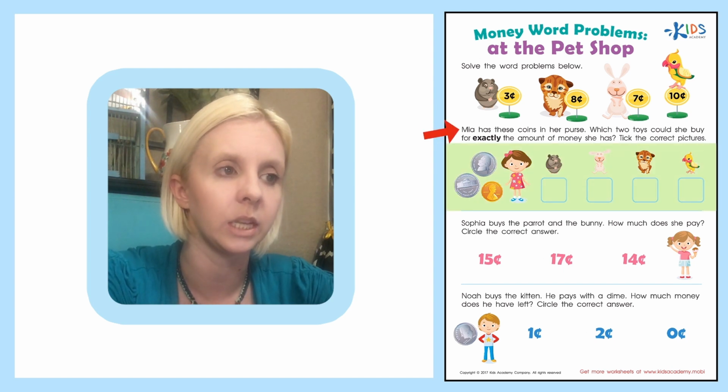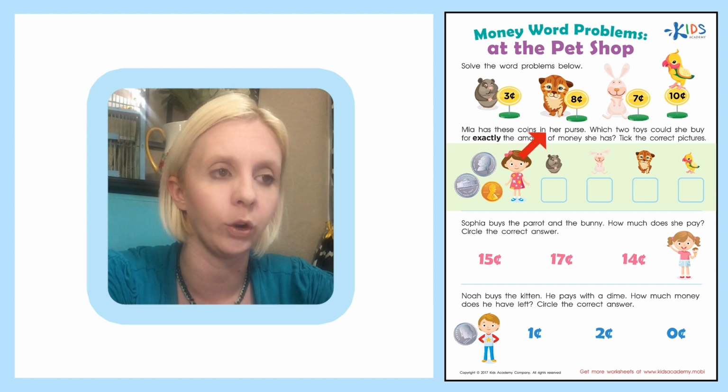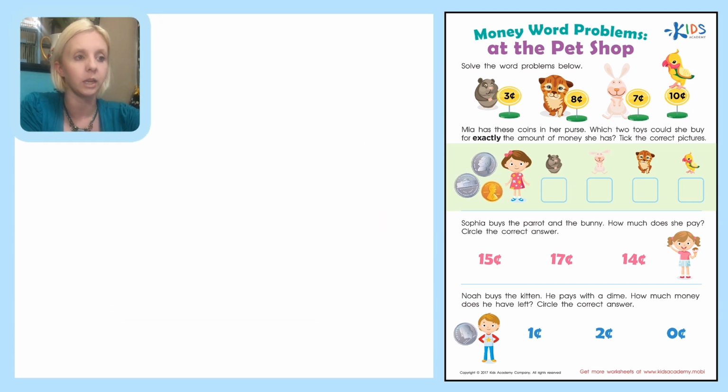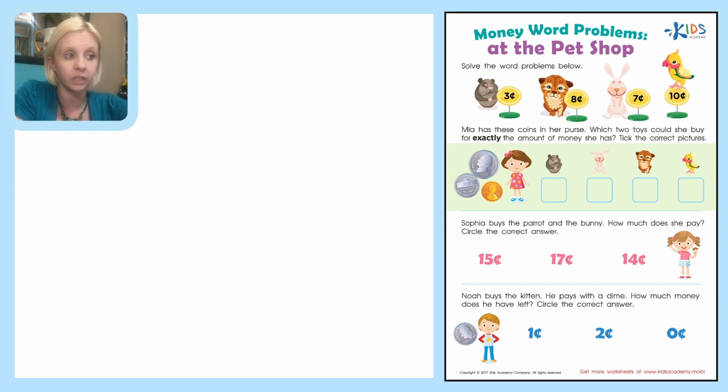So the first thing says, Mia has these coins in her purse. Which 2 toys could she buy for exactly the amount of money she has? Tick the correct pictures. So let's take a look. Mia has this amount of money in her purse. So let's figure out first how much that is. Mia has a nickel, which is 5 cents. And then she has another nickel right here, which is 5 cents. And then she has a penny. So we're going to add these up together. So 5 plus 5 is 10, plus 1 is 11. So Mia has 11 cents total.